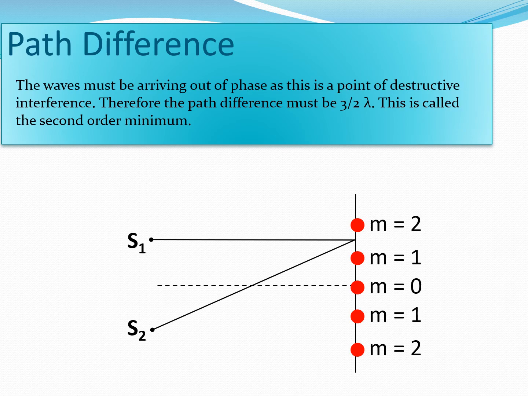So, last little thing, the path difference when we are standing here. Now, we hear a loud sound here, a quiet sound here, a loud sound here, so it's going to be a quiet sound here. It's a point of destructive interference. The waves are arriving out of phase. This is called the second order minimum because it's the second minimum you would get to if you were walking this way. Exactly the same would happen if you were walking this way. The path difference here is found to be 1.5 wavelengths or 3/2 wavelengths. As I said, I will go over how we work that out in another video.